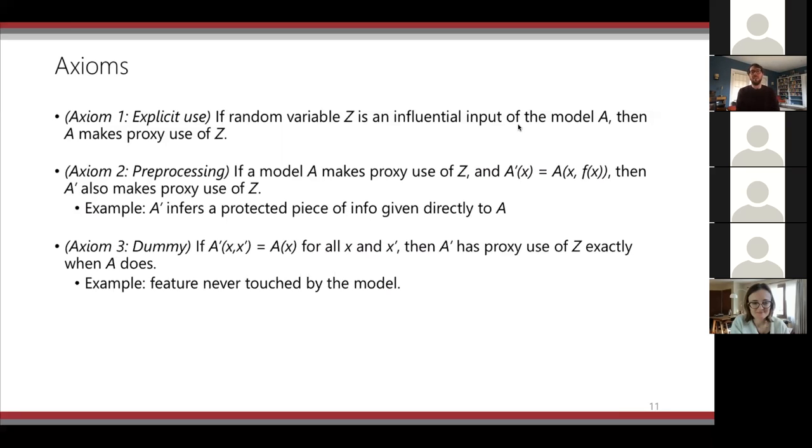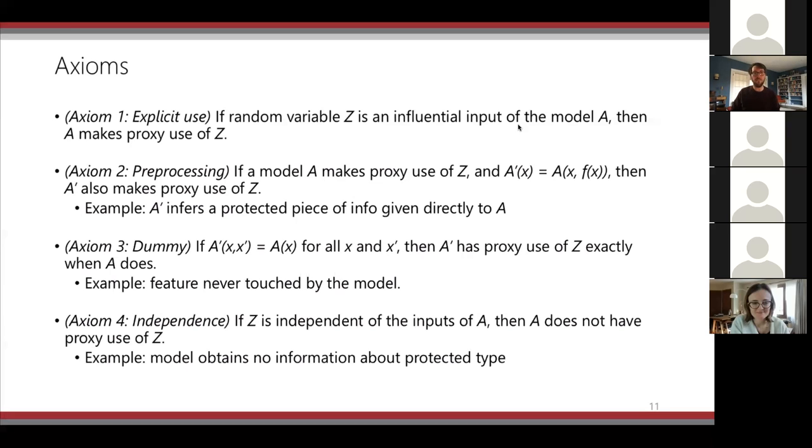Right, axiom 3. Basically, if a model takes some variable and doesn't do anything with it, and it's equivalent to a model that doesn't operate on that variable at all, then it also has proxy use. So basically, non-influential variables shouldn't be able to change whether a function has proxy use. And finally, something to rule out some instances. If all of the inputs to a model are independent of the protected variable Z, then we don't want to say that model has proxy use, right? If a model isn't given any information about the protected type, there's no way to make proxy use of it.